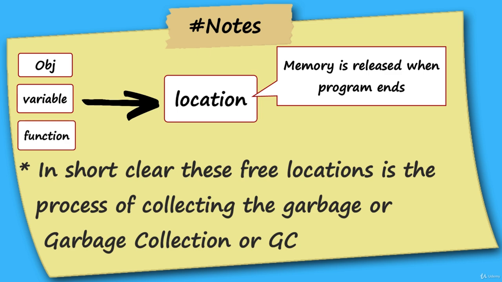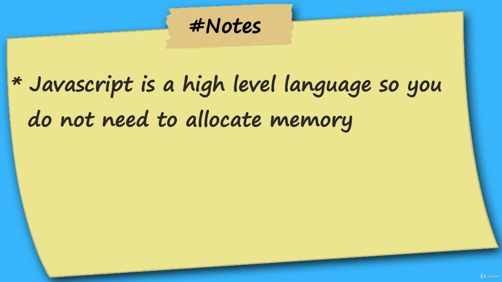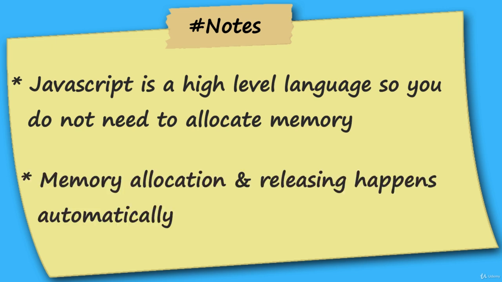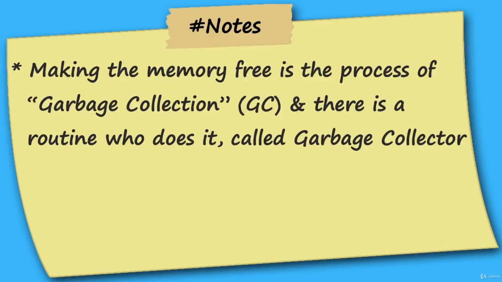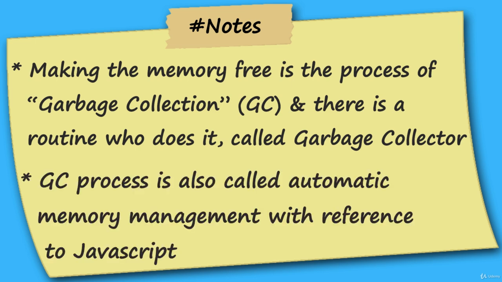Now let's talk about how this happens in JavaScript. JavaScript is a high-level language, so you do not need to allocate memory. Memory allocation and releasing happens automatically, making the memory free in the process of garbage collection. And there is a routine that does it called the garbage collector. And this GC process is also called automatic memory management with reference to JavaScript.